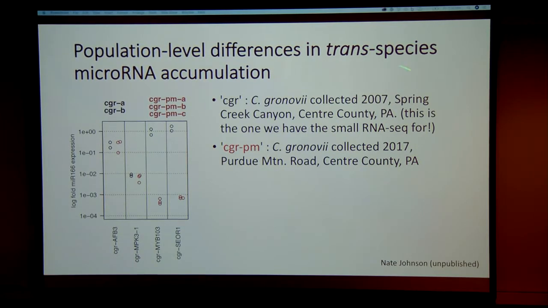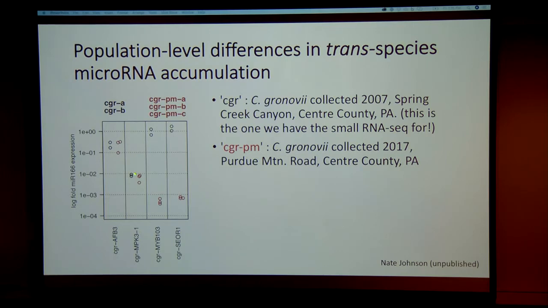We have right now 2 different populations of Cuscuta granovii. This was collected by Claude 11 years ago, and this is the one where we did the small RNA sequencing. This is one that I collected last autumn from a different location near Penn State. It's clearly Cuscuta granovii. And we've done just qRT-PCR looking at these small RNAs that we found from this sequencing experiment to ask whether the second population has the same ones.